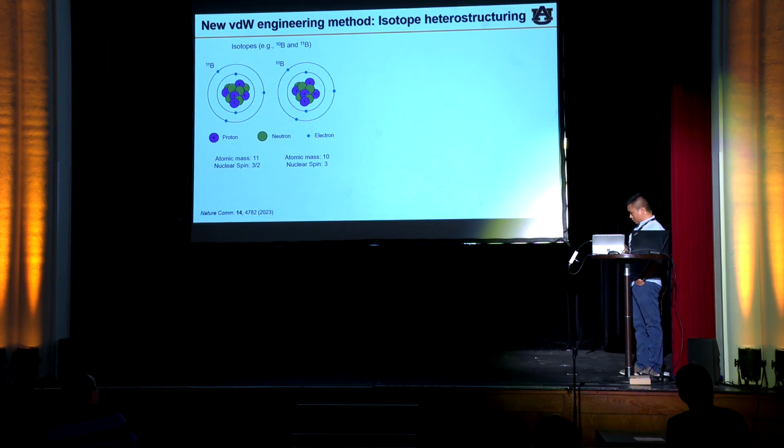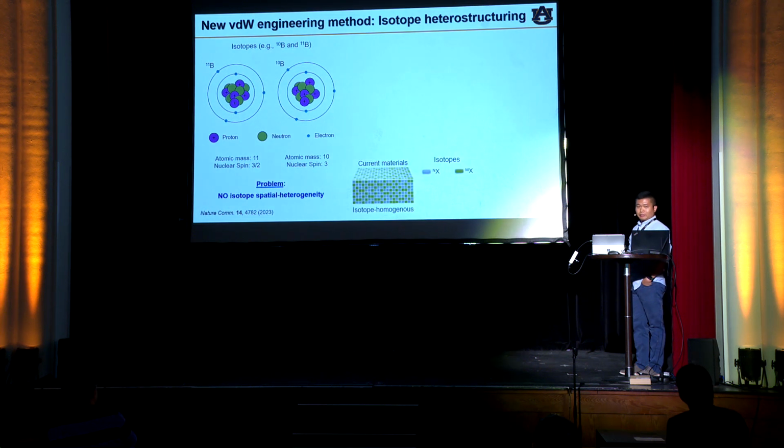So we demonstrate this new materials engineering method called isotope heterostructuring. This motivation comes from the fact that if you take a look at the current materials, these different isotopes are always distributed evenly, or homogeneously, in space. So we break this isotope homogeneity by strategically positioning different isotopes in heterostructures.